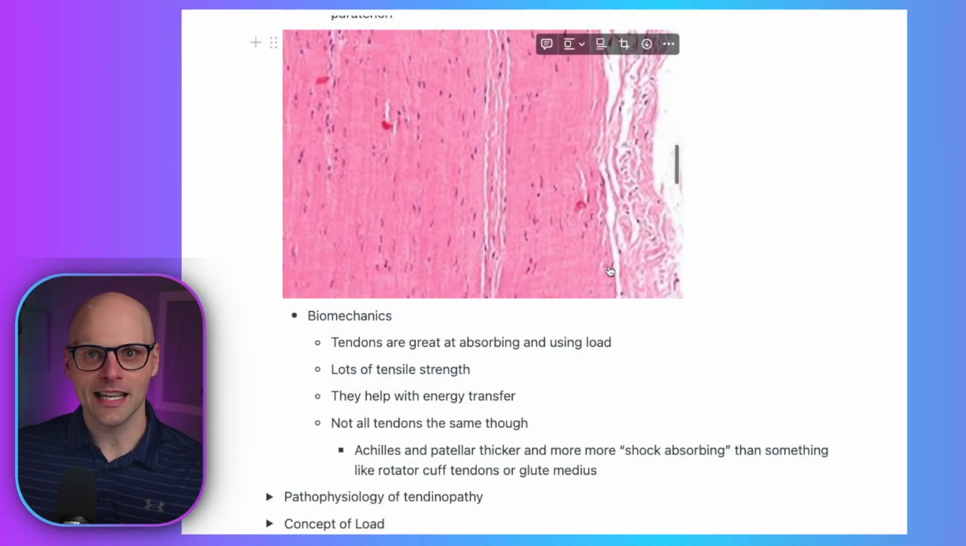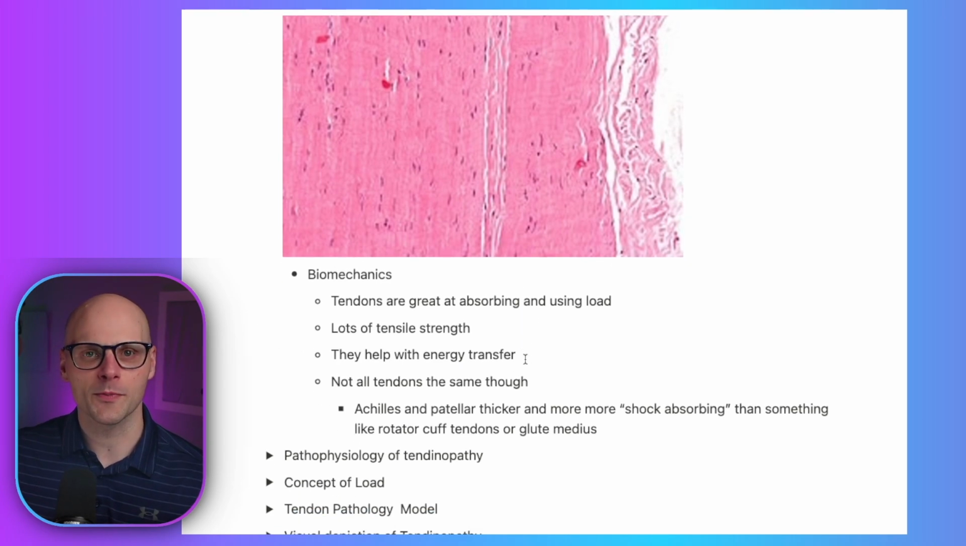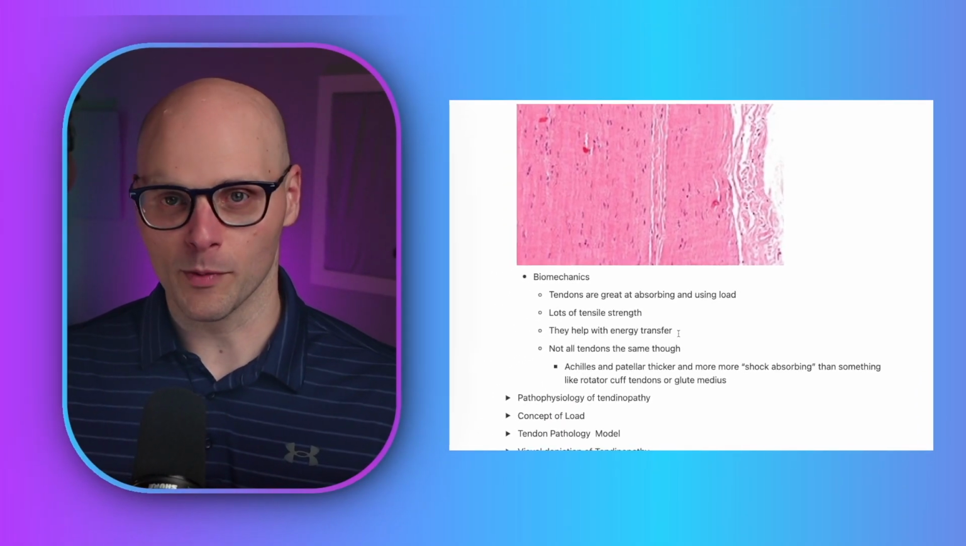Specifically for us, it's just important to know that there's a lot going on. Collagen is important and well structured. The thing I want you to take home is that it's really well organized. And there's an area called the peritoneum, which is between the fascia and the tendon. That could also be potentially important. But just understanding that when we're looking at it, nice and organized, that's the big thing of a healthy tendon. And from a biomechanical perspective, tendons are great at absorbing load and using load.